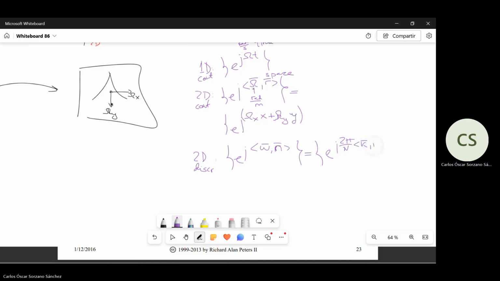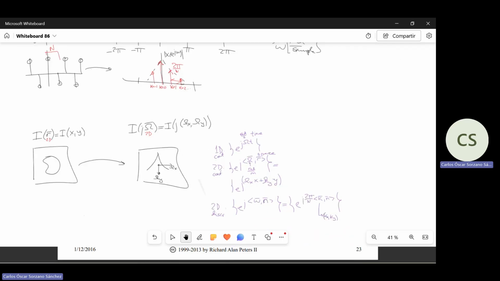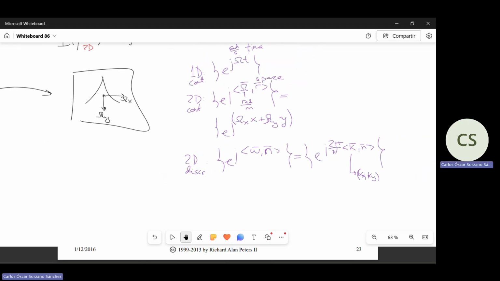Okay. So this K has the meaning of Kx, Ky, in the same way as we had different Ks here. Okay? But these Ks were in one dimension. Now we have two Ks, one going in X, another one going in Y. This is your basis function.